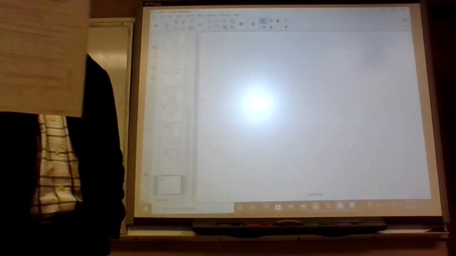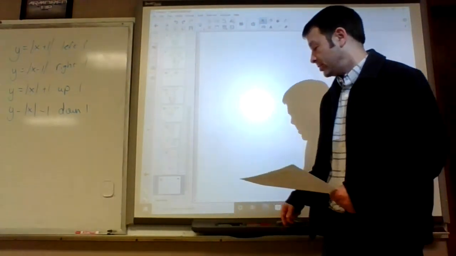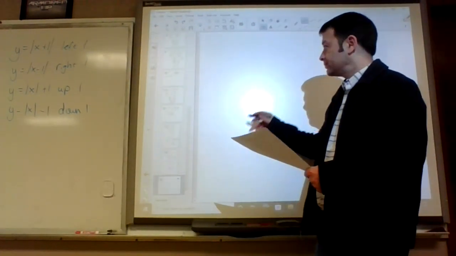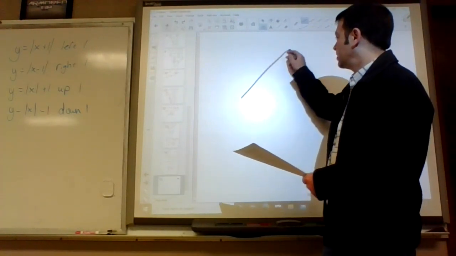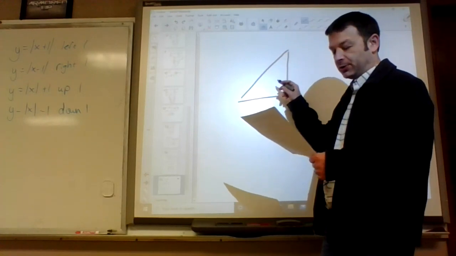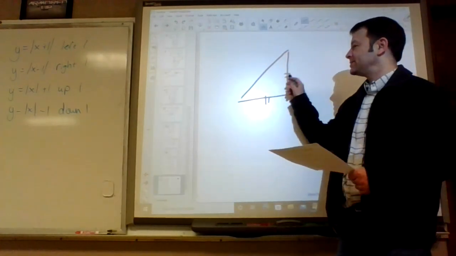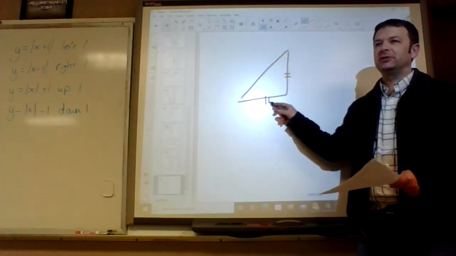C, okay. C the book actually screwed up on. What kind of triangle is that though? Well, actually it's not right. They drew it so it looked like it was right. But if that's there, what kind of triangle is it for sure?